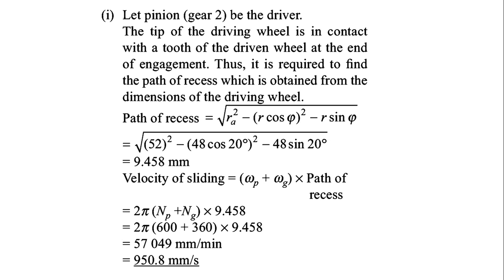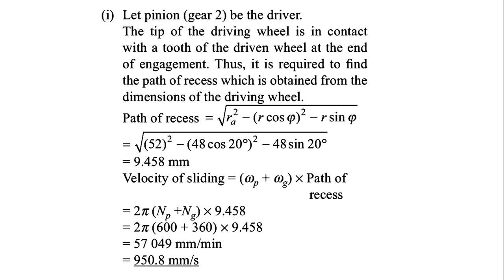Then let the pinion, that is gear 2, be the driver, and the tip of the driving wheel is in contact with a tooth of the driven wheel at the end of engagement. Thus it is required to find the path of recess, which is obtained from the dimensions of the driving wheel. So you know the path of recess formula. Substitute the values, and you get the path of recess as 9.458, and the velocity of sliding for this will be (omega p plus omega g) times the path of recess.